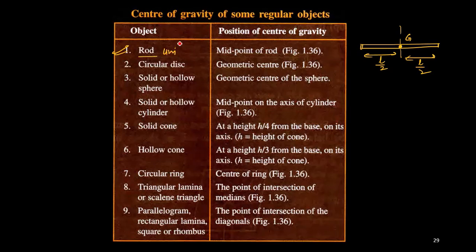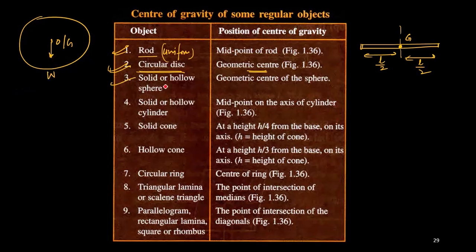Uniform means the density is constant. If the rod is not uniform, that is, the density of the material is varying, then the center of gravity should not be at the midpoint. Whenever I say disk, if the disk is of uniform density, then only it will be at the center, the geometric center. If this is a disk, the center is point O. So O is basically our G point, and through this G point, or this O point, the resultant weight acts.